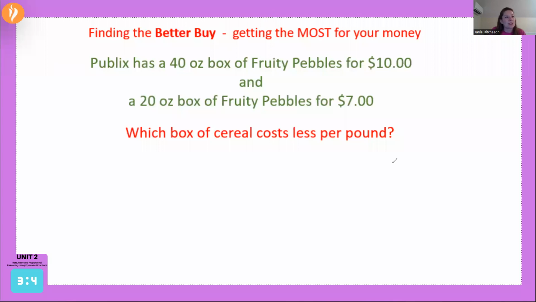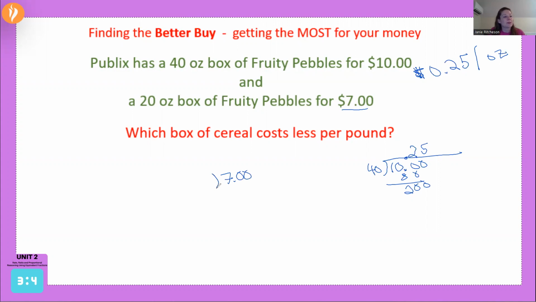So we're going to divide our $10 box of cereal by 40 ounces. So 40 will go into 100 twice, and that will be 80. So that'll be a remainder of 20. Bring down a 0, and this one is 25 cents. 25 cents per ounce, right? You with me? And what about the $7 box of cereal with 20 ounces in it?